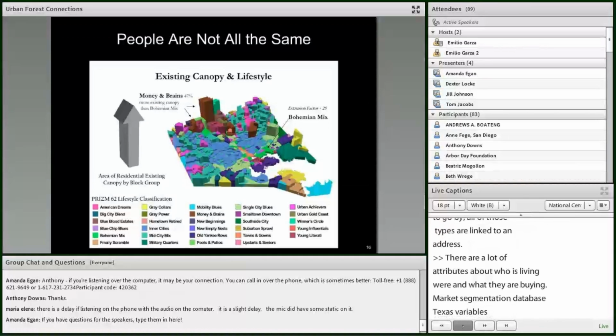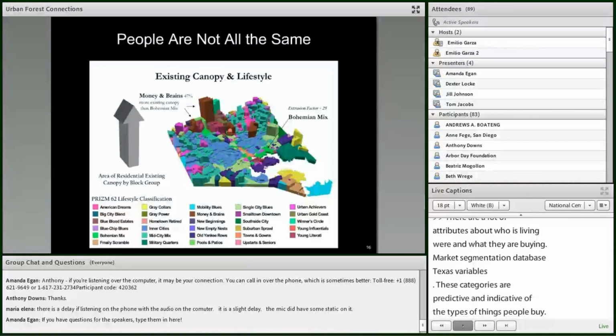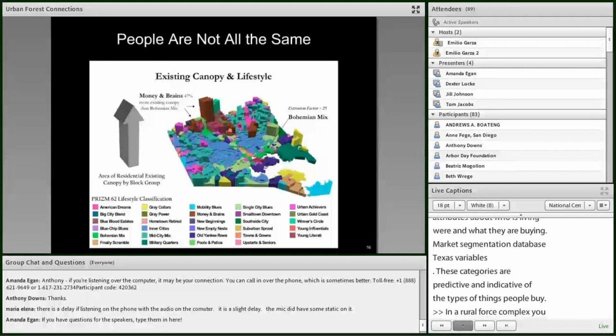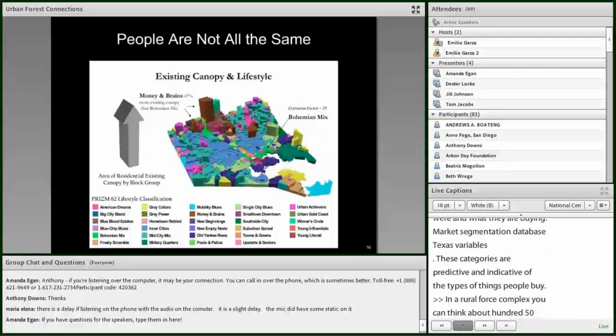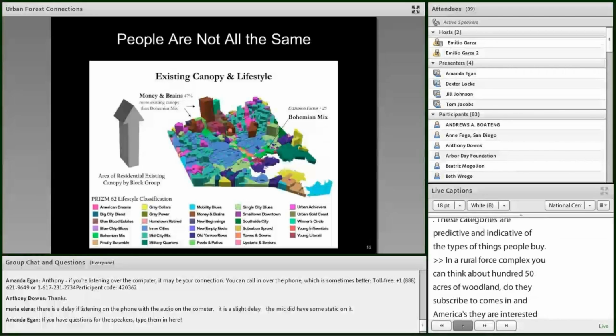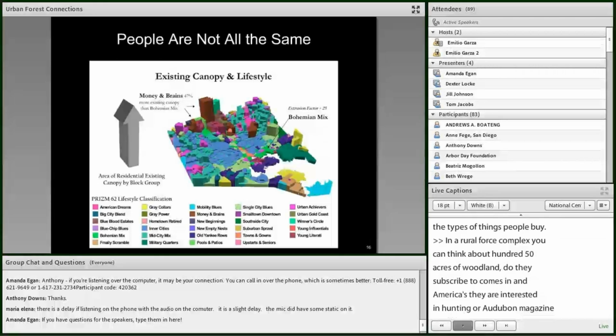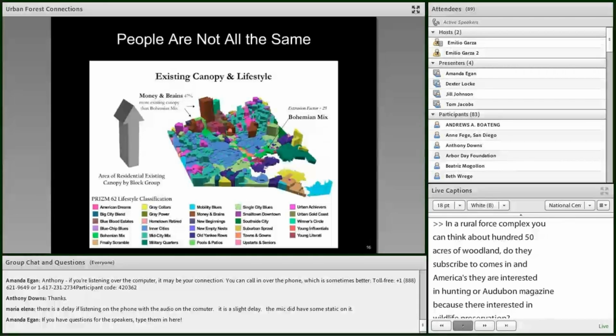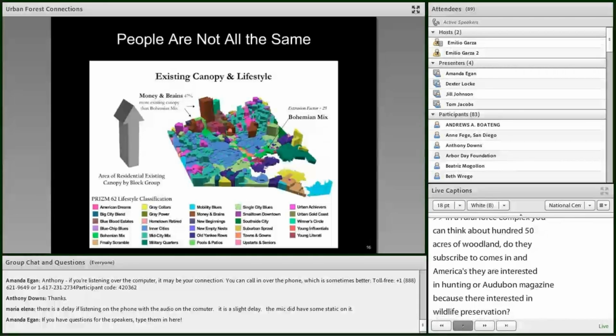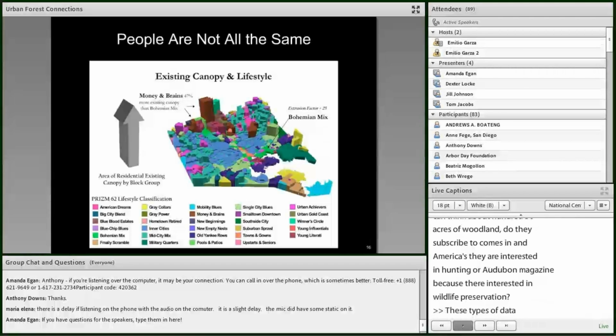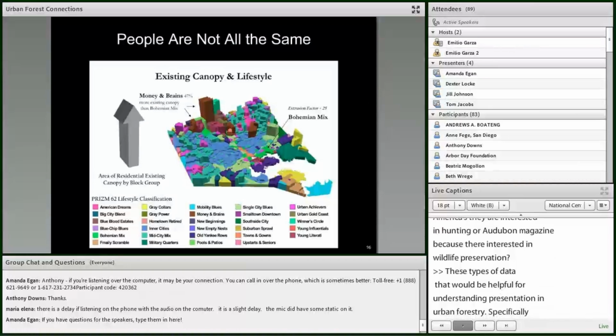And in a rural forestry context, you could think about if somebody owns 150 acres of woodland, do they subscribe to Guns and Ammo because they're interested in hunting? Or do they subscribe to Audubon magazine because they're interested in wildlife conservation and habitat protections? And so these types of data we thought would be helpful for understanding participation in urban forestry. And specifically the idea was that people in different market segments might have different amounts of tree canopy and different amounts of opportunity for tree canopy.